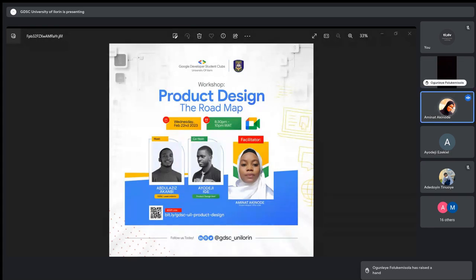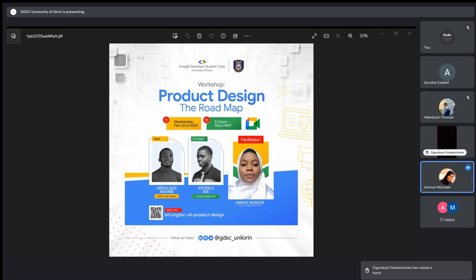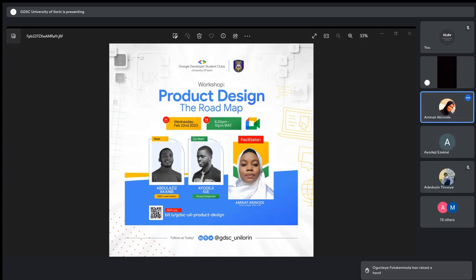Okay, I get you. For a newbie in tech, one thing I always tell them is: don't rush to jump into using the software to design.